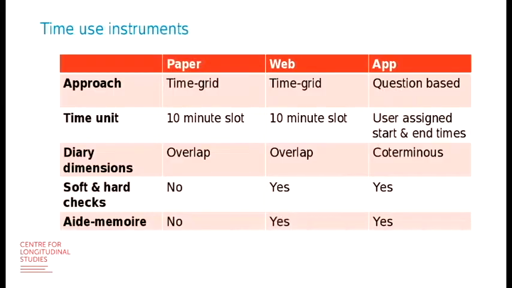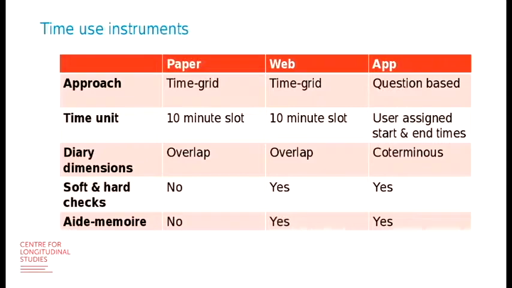In terms of the actual instruments, as mentioned, we had three different modes. So the two main ones were the web and the app, and then the paper diary could be used as a backup option really, for people who didn't want to or who couldn't use the other two. So the web diary was very similar to a traditional paper diary. I'll show it to you in a moment, but it was a grid format, and there was a slot for each 10-minute chunk of the day.